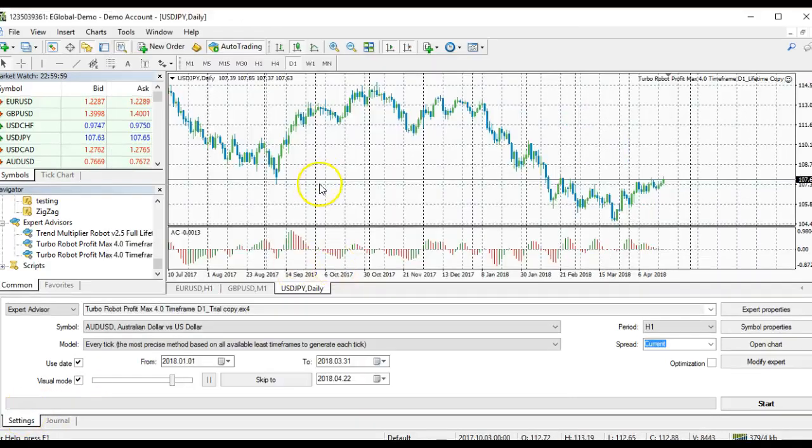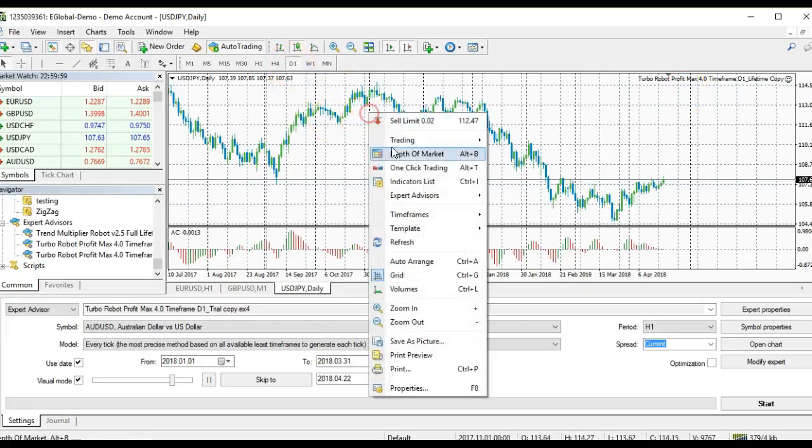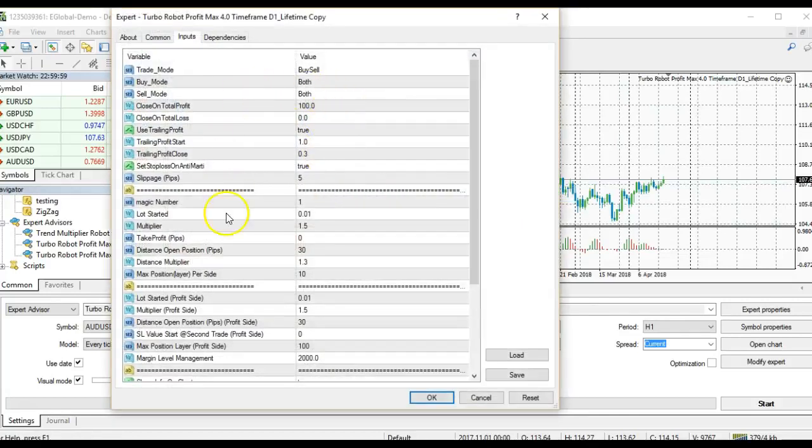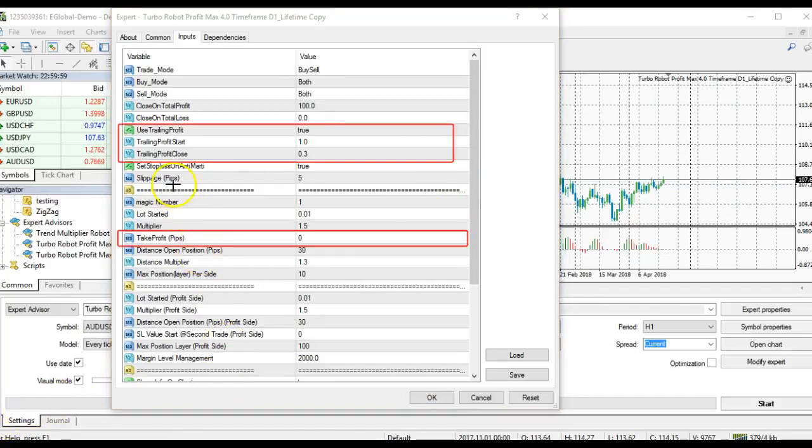All right, so for Turbo Robot we also have, this is our Turbo Robot Profit Maximizer here, 4.0, time frame Day 1, lifetime copy. So you should check the D1. When you right click this, you can see the settings all over here. Turbo Robot has more settings compared to trend multiplier. This is our latest upgraded version. To locate that for Turbo Robot, here is our trailing profit. We will discuss this, and also take profit.